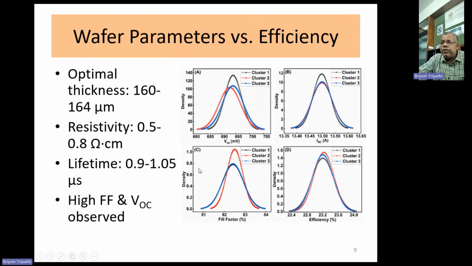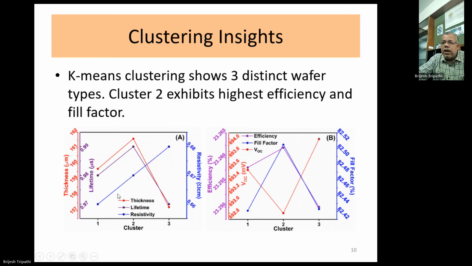This figure is showing the variation of electrical parameter output of the solar cells, and here we have connected the electrical input parameters of wafer with output parameters of the solar cell. So we can see that resistivity for the clusters is increasing, and lifetime is having a peak value, and thickness is having peak value for cluster 2.